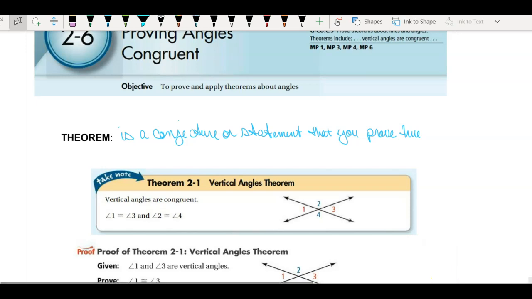Now let's take a look at the vertical angles theorem. We're going to prove this theorem in a second. This one says vertical angles are congruent. Angle 1 is congruent to angle 3, and angle 2 is congruent to angle 4. When we prove these, it's helpful to write it in the form of a hypothesis and conclusion, or conditional statement. So we're going to put: if vertical angles, then congruent. That's our bare bones, poor grammar way to do it.